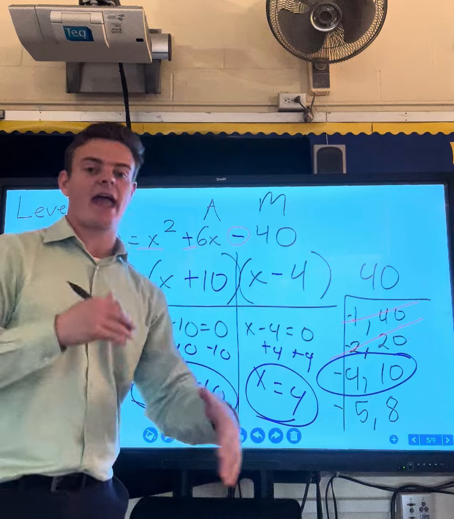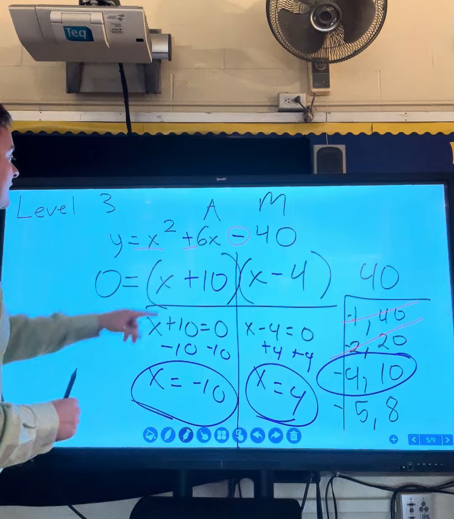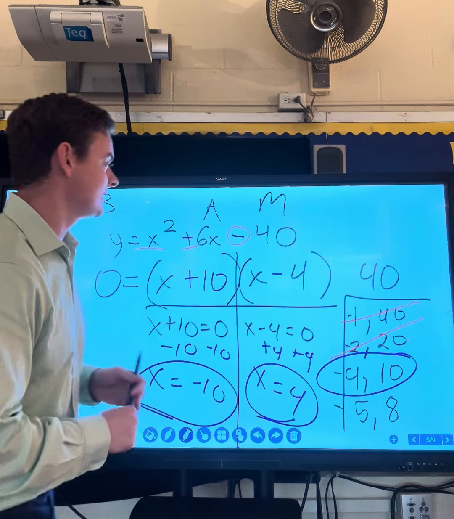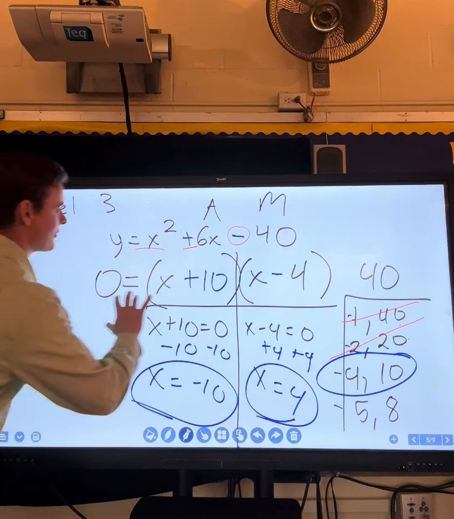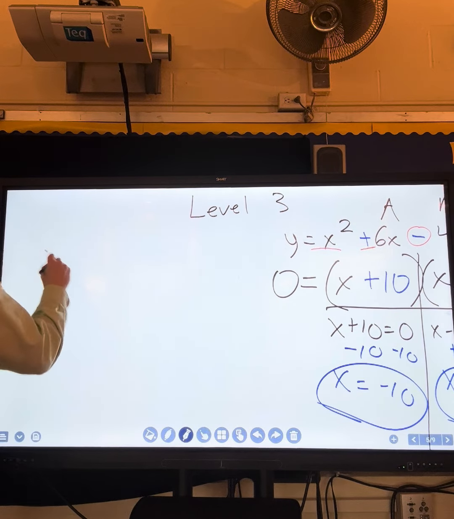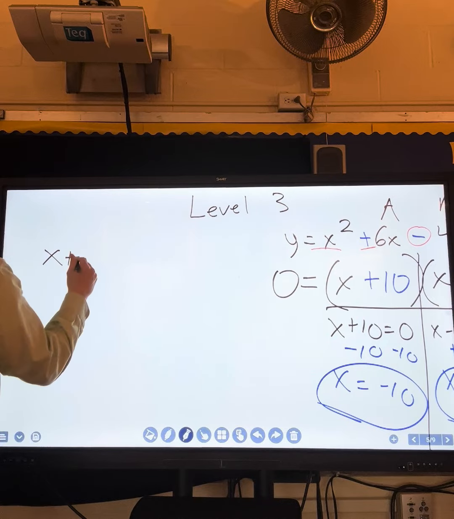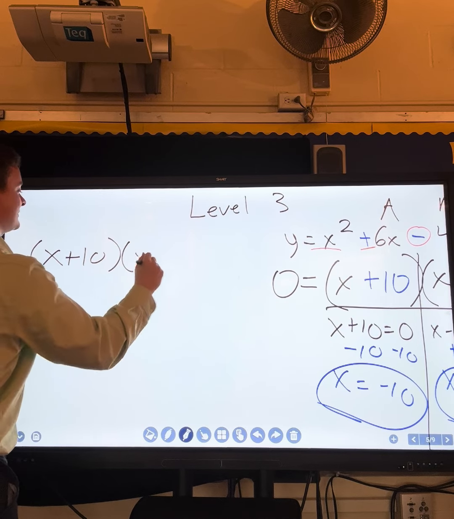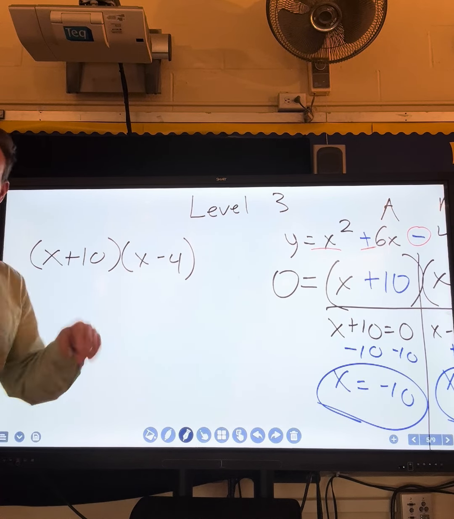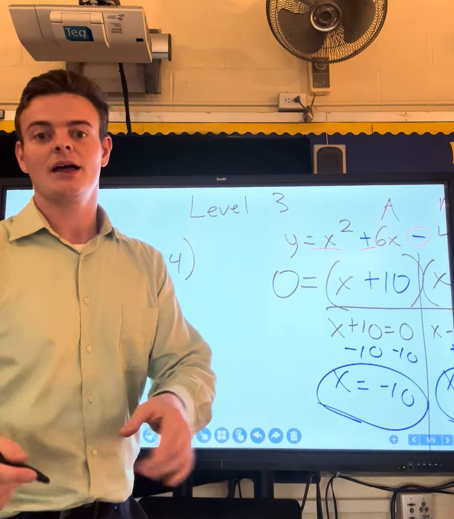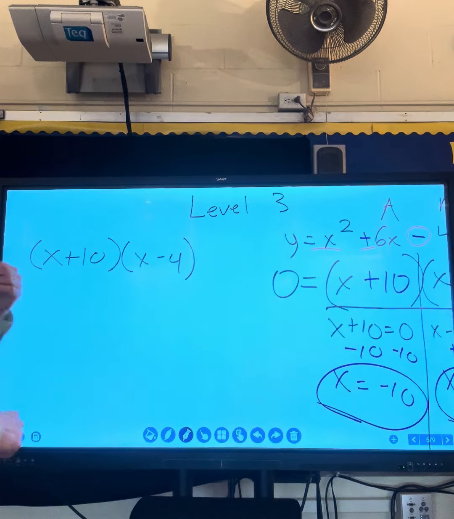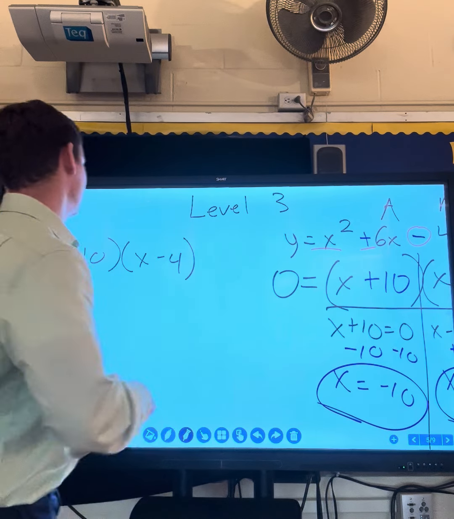To check any of your answers, you can take this factored form, right? I'm going to take this factored form and go over here. X plus 10, x minus 4. And I can either double distribute or box method. I'm going to double distribute because that's the one that I like better.